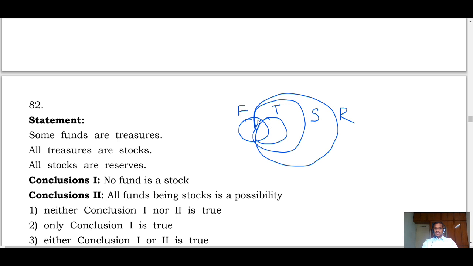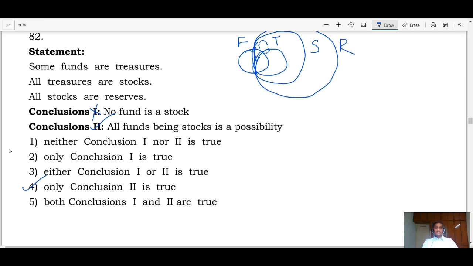No fund is a stock. Fund is here, stock is here. Some funds are stock is true. No fund is a stock will be false. All funds are stocks is a possibility. Now tell me whether we are able to write like this or not. Fund, yes. And the second one is possible. Hence only 2 is true, choice 4 is the answer.